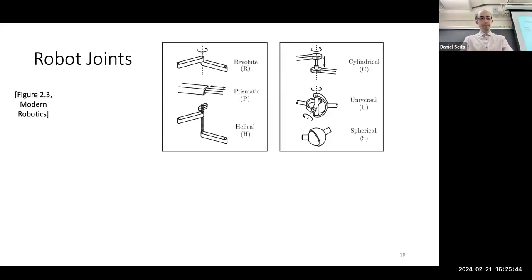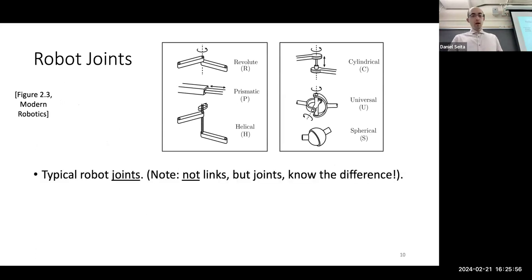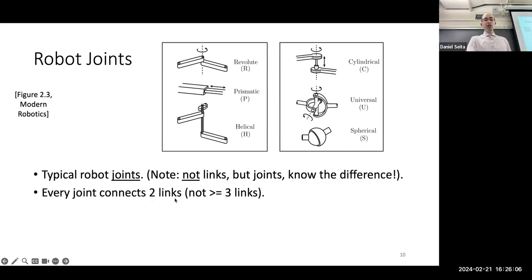All right, so let's talk about robot joints. What you see here are the most common types of robot joints. Those are typical robot joints that connect different links together. Every joint will connect two links. A joint is something that connects two links, and a link is some body. The collection of links and joints form the robot or some kind of system.